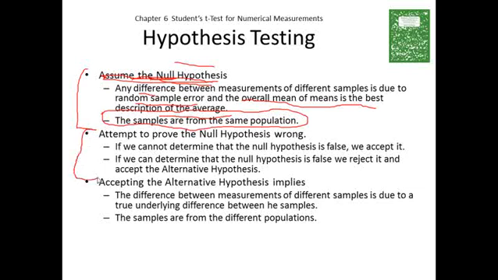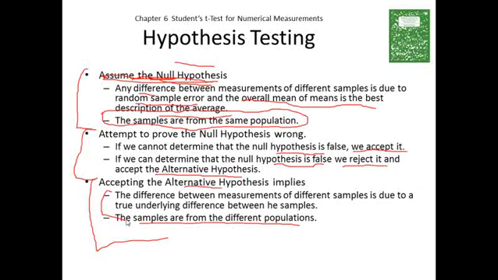Next, we try to prove it wrong. Try to prove it wrong. If we cannot determine the null hypothesis is false, if we cannot prove it wrong, we finally accept it. If we can determine the null hypothesis is likely to be false, we then reject it and we accept the alternative hypothesis, where the alternative hypothesis implies the samples are from different populations. That is, differences between measures of different samples is due to a true underlying difference between the samples.